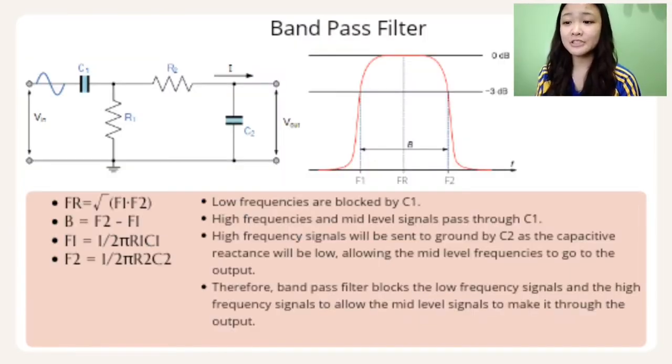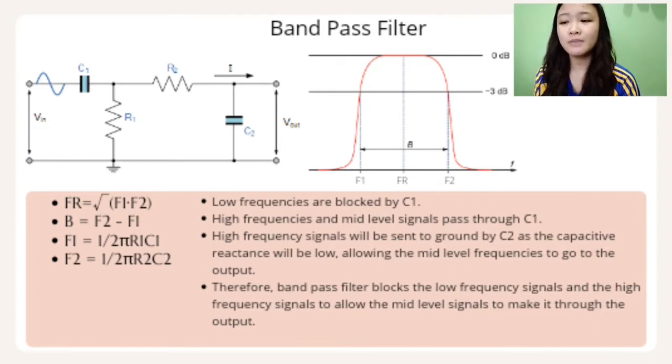Since FR is the geometric mean between F1 and F2, its formula will be FR is equal to the square root of F1 times F2. B stands for bandwidth, which is the difference between F2 and F1. And to obtain F1, we will use the formula F1 is equal to 1 over 2 pi R1 C1. Same goes for F2. We will use the formula F2 is equal to 1 over 2 pi R2 C2.